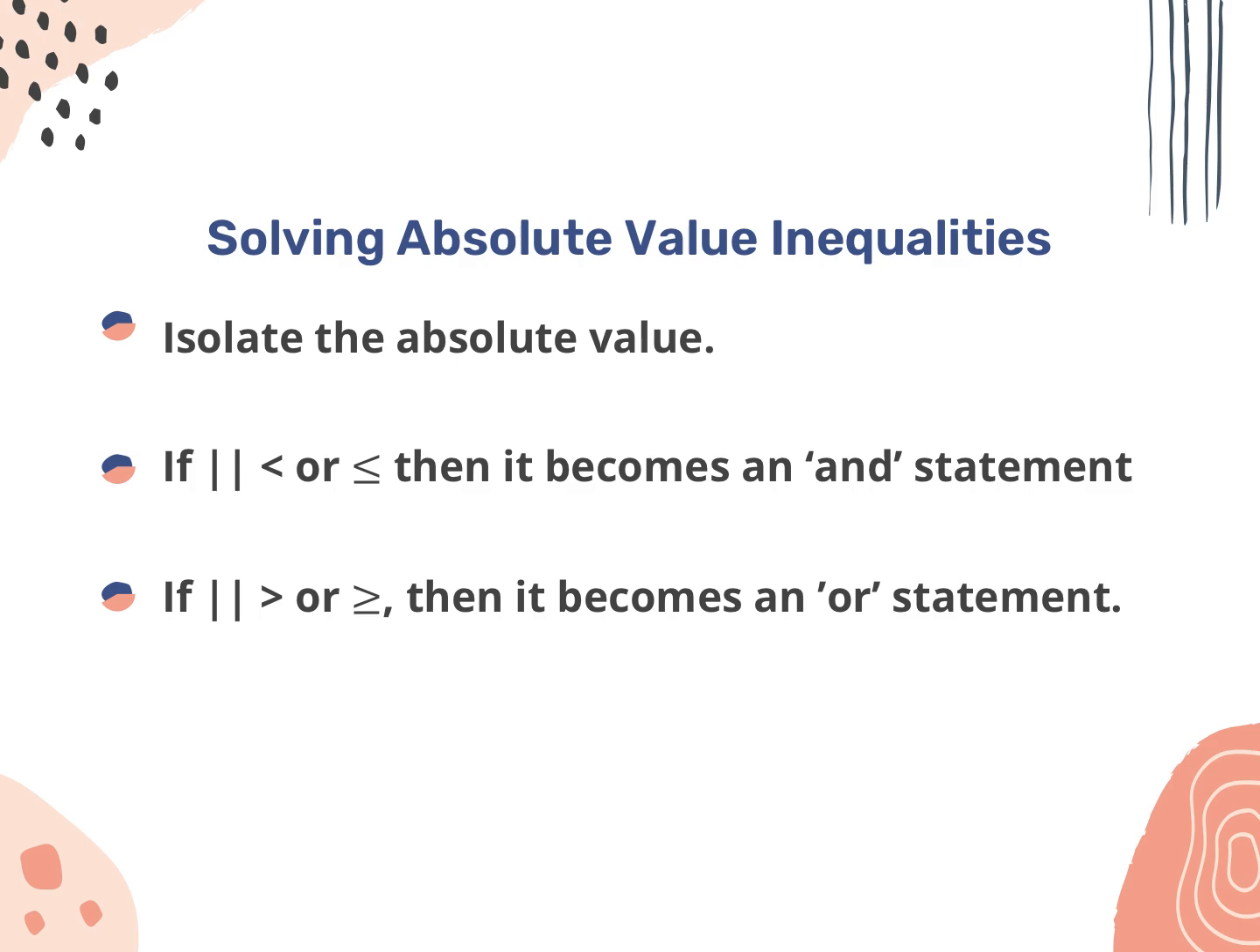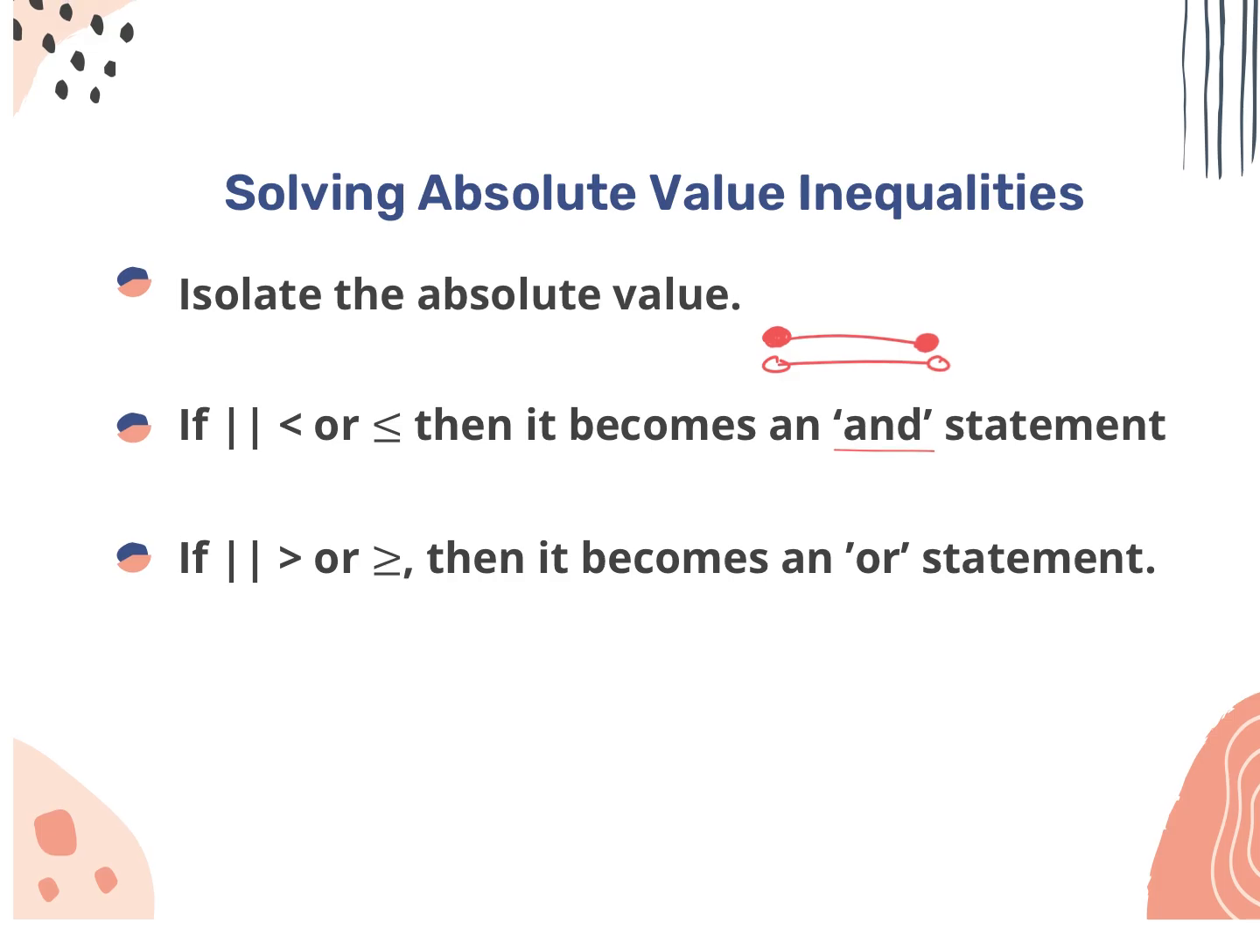All right, now when we're solving absolute value inequalities, we're going to isolate the absolute value, right? So similar to absolute value equations, you do want the absolute value completely by itself, all right? And if the absolute value is less than or equal to, it becomes an and statement, right? And we shade in between. So it might look something like that, or it might look something like that if it has closed circles.